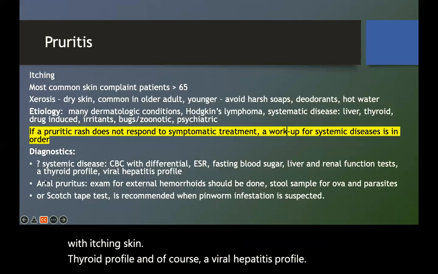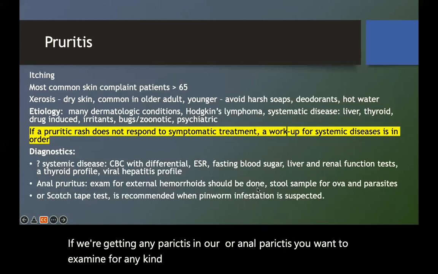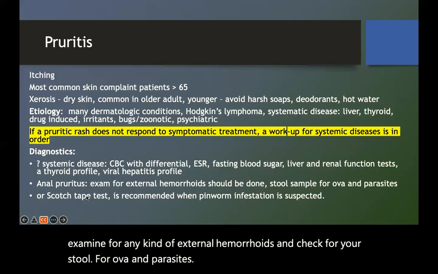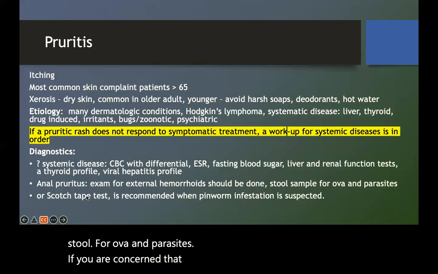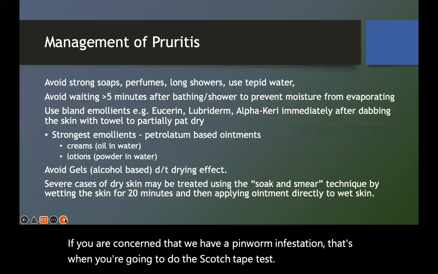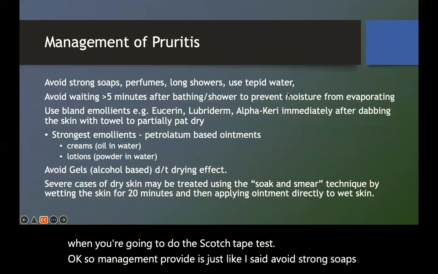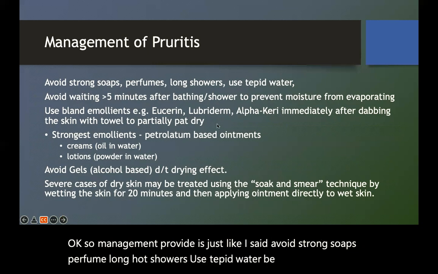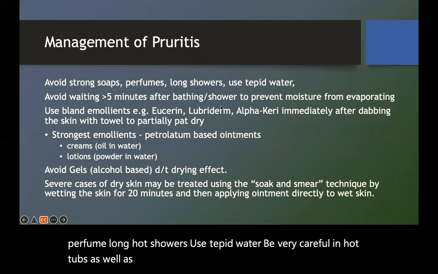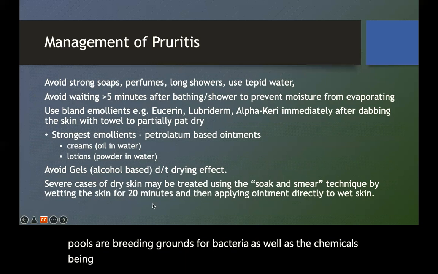If we're getting any pruritus in the anus, or anal pruritus, you want to examine for any kind of external hemorrhoids and check the stool for ova and parasites. If you are concerned that we have a pinworm infestation, that's when you're going to do the Scotch tape test. Okay, so management of pruritus, just like I said: avoid strong soaps, perfume, long hot showers, use tepid water, and be very careful in hot tubs as well as pools. The chemicals and chlorine in these pools are breeding grounds for bacteria, as well as the chemicals being very caustic to certain people who have sensitive skin.